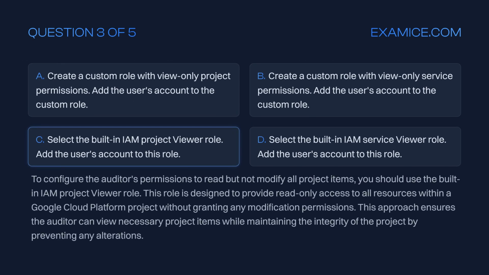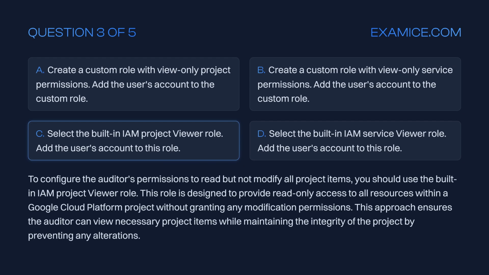The answer is option C. To configure the auditor's permissions to read but not modify all project items, you should use the built-in IAM project viewer role. This role is designed to provide read-only access to all resources within a Google Cloud Platform project without granting any modification permissions. This approach ensures the auditor can view necessary project items while maintaining the integrity of the project by preventing any alterations.